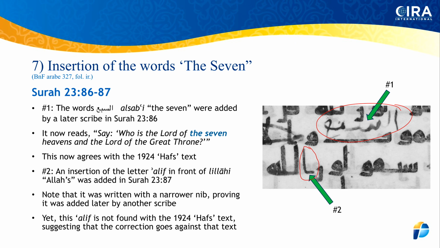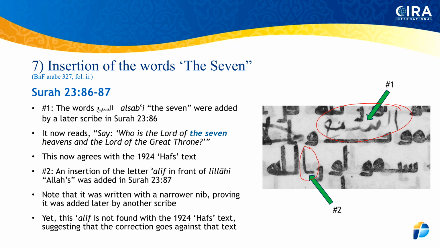Note that it is written with a narrower nib, proving it was added later by another scribe. So what's fascinating is that this alif is not found in the 1924 Hafs text, suggesting that the correction goes against the text. So here you have just the opposite of what we've been saying all along.